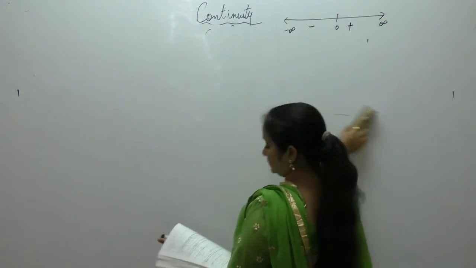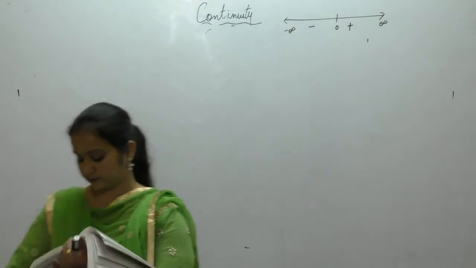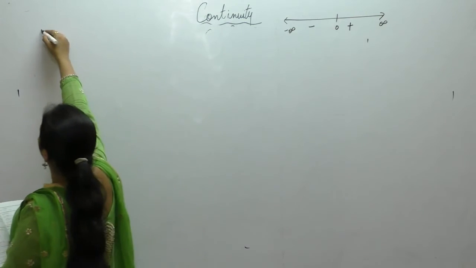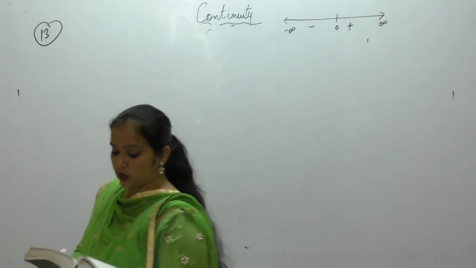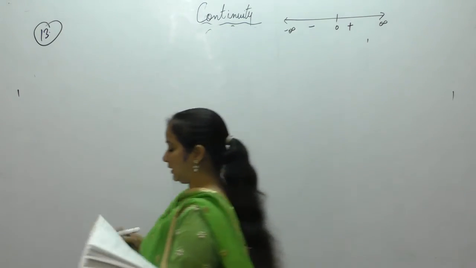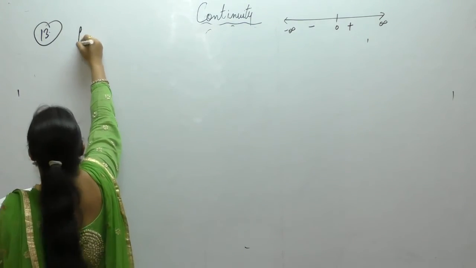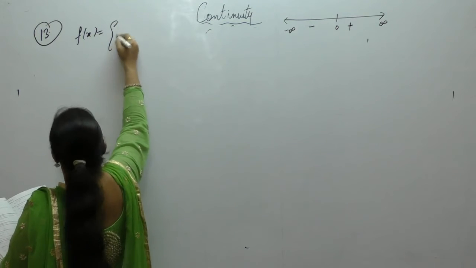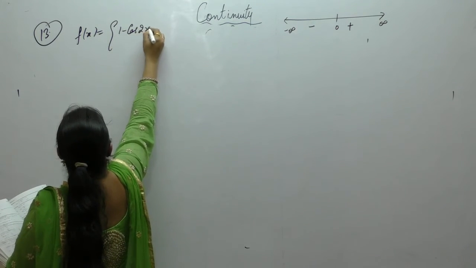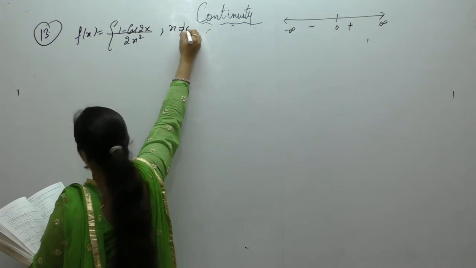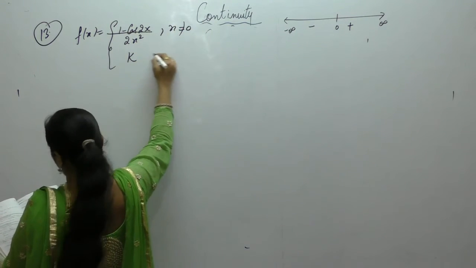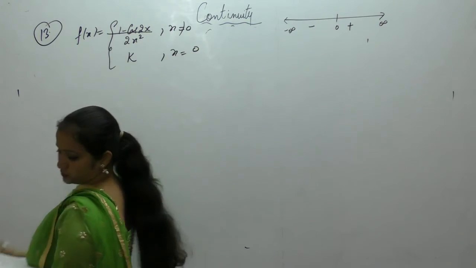Now the next one. Find the value of the constant k so that the function given below is continuous at x equals 0: (1 minus cos 2x) upon 2x square, x is not equals to 0; k, when x is equals to 0.